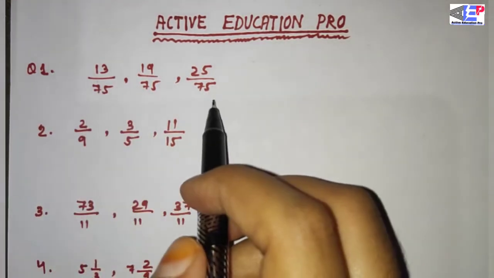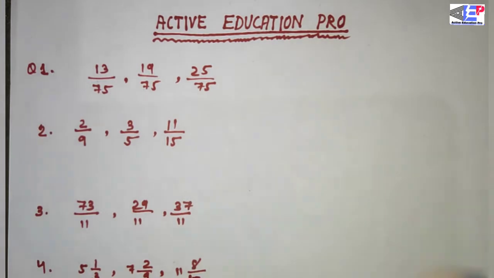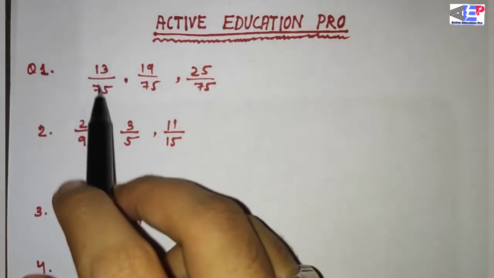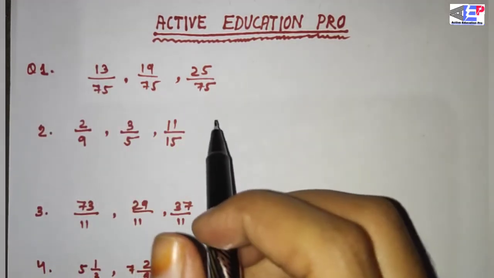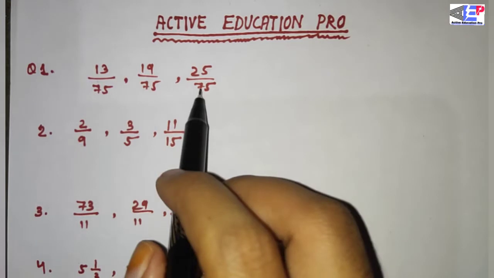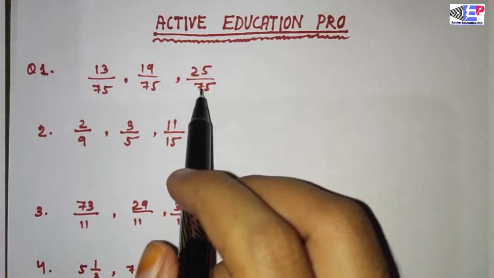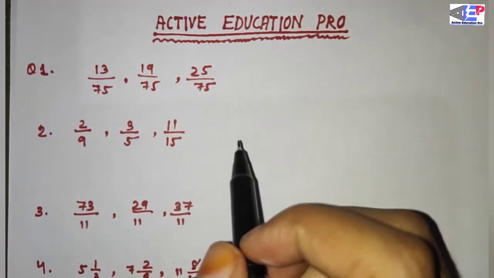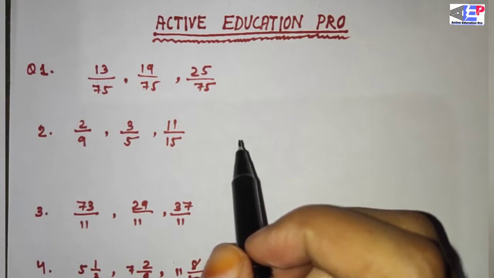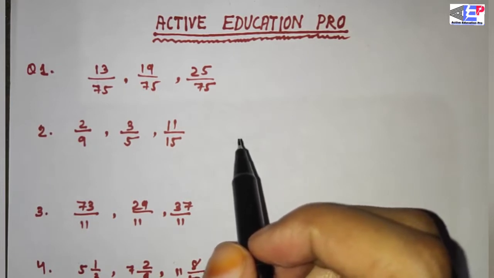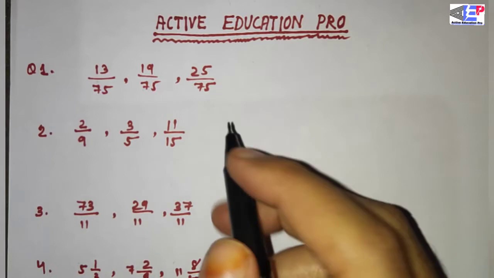These are three fractions you have to order in ascending order. In all these questions you have to order in ascending order, meaning smaller to greater. 13 by 75, 19 by 75 and 25 by 75. Look here, all these three fractions in question number 1 are like fractions, so it is very easy to compare and write in ascending order according to their numerators.